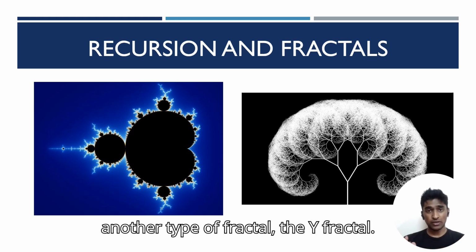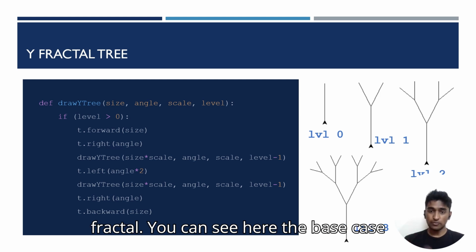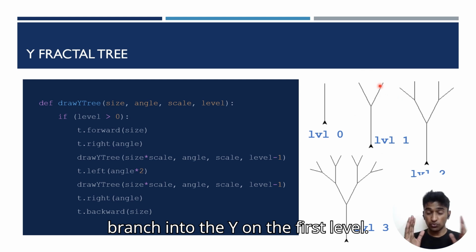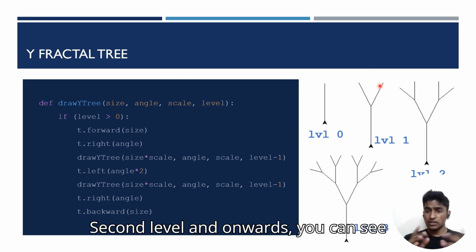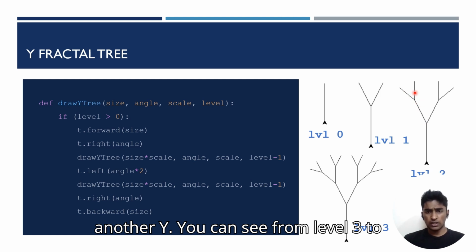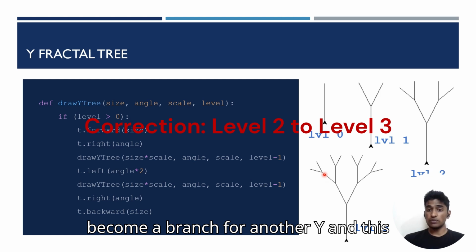Let's look at another type of fractal, the Y fractal. Another more complex fractal, again, is the Y fractal. You can see here the base case is a straight line, and we go out to branch into the Y on the first level. Second level and onwards, you can see that at every branch we go and create another Y. You can see from level 3 to level 4, every leaf, if you will, has now become a branch for another Y.